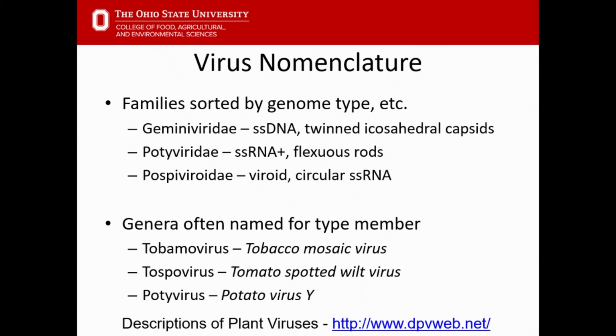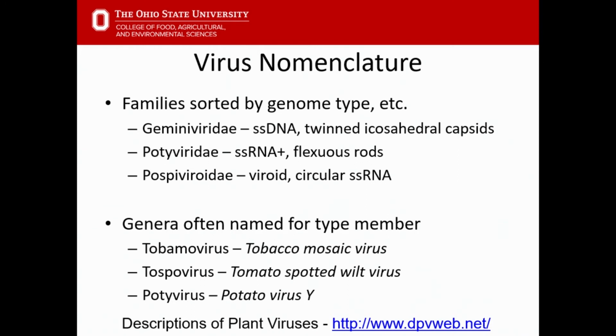The Pospiviroidae contains viroids with circular single-stranded RNA, but no capsid proteins. Each virus family contains multiple genera, which are often named after the type member of the genus. The Tobamovirus genus is named for tobacco mosaic virus, but this genus contains other related viruses such as tomato mosaic virus, tomato brown rugose fruit virus, and cucumber green mottle mosaic virus.